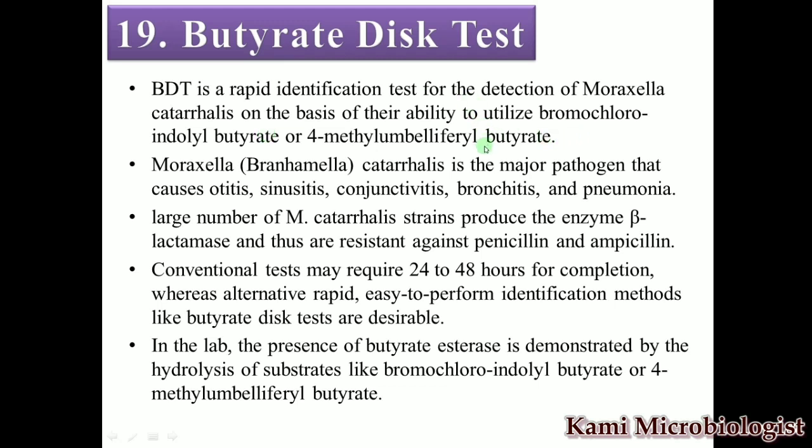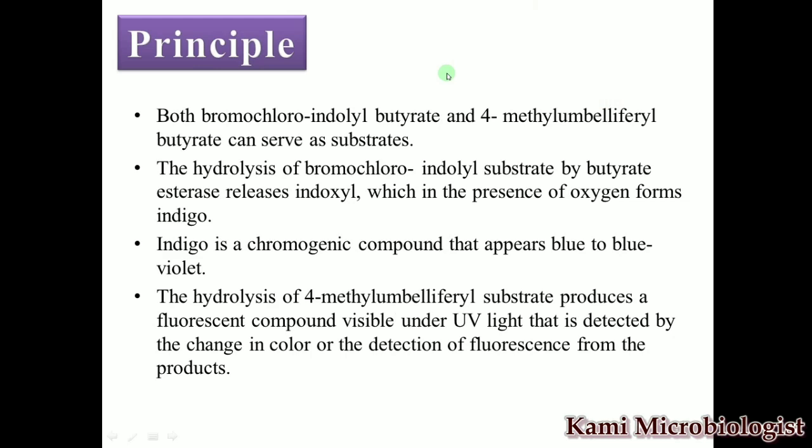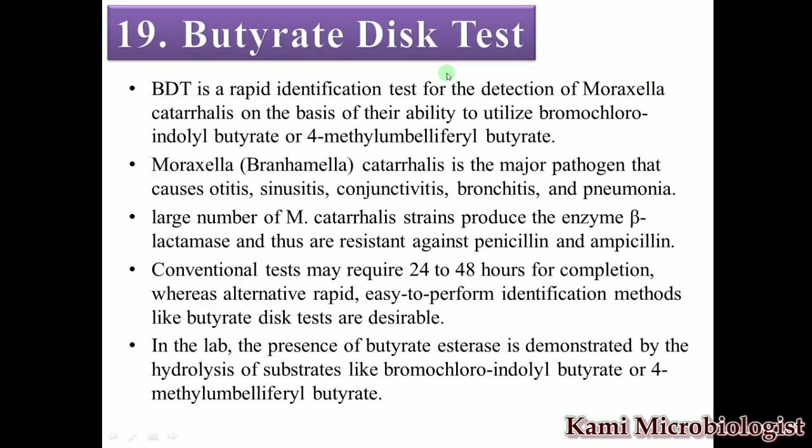Now what's going on in this type of bacteria? They utilize a molecule which we call bromochloroindole butyrate. This is the molecule that is present in a medium and mostly utilized by the Moraxella species. This bacteria causes different types of infections, like otitis, sinusitis, conjunctivitis, bronchitis and pneumonia.